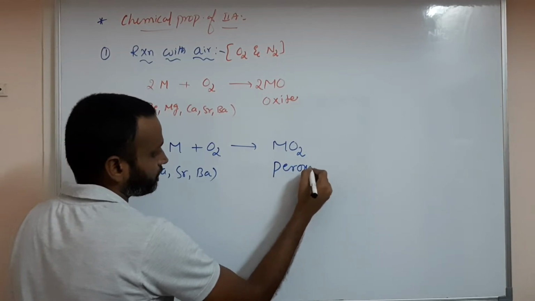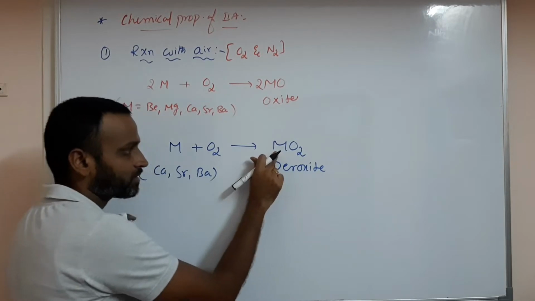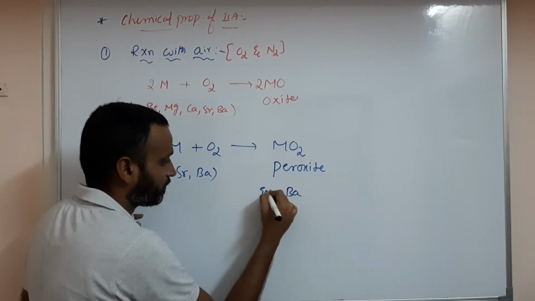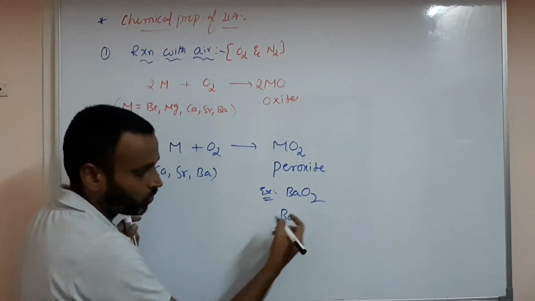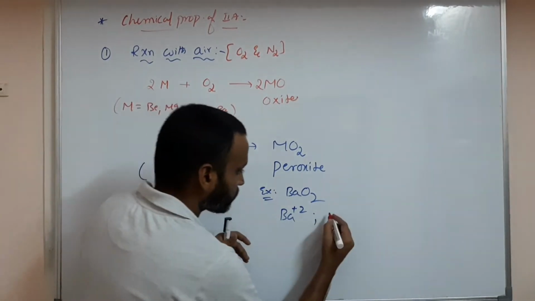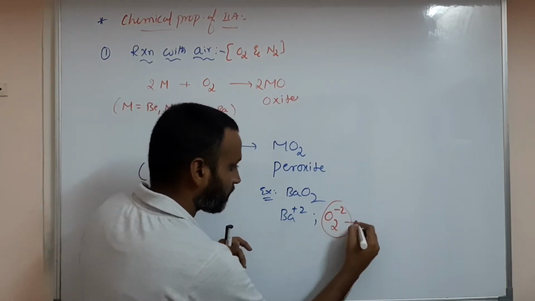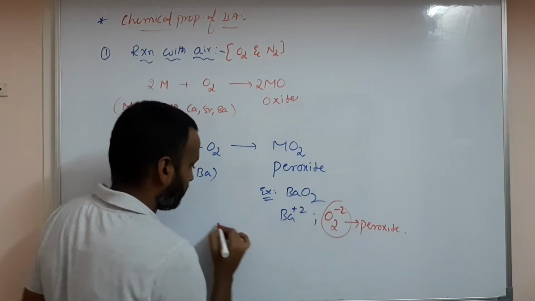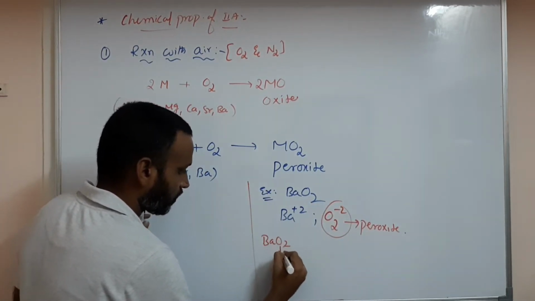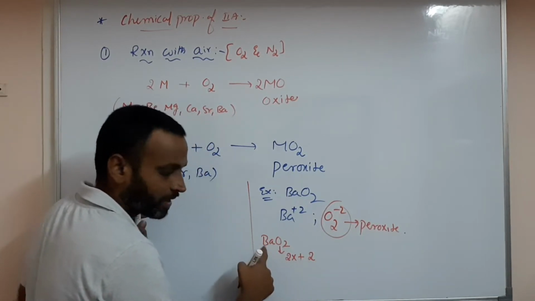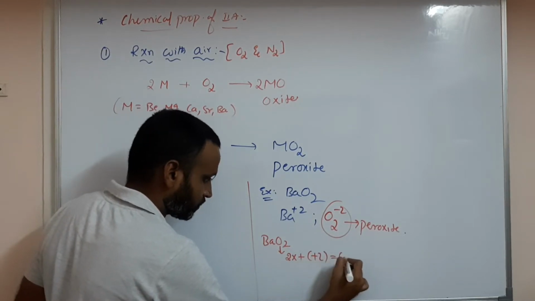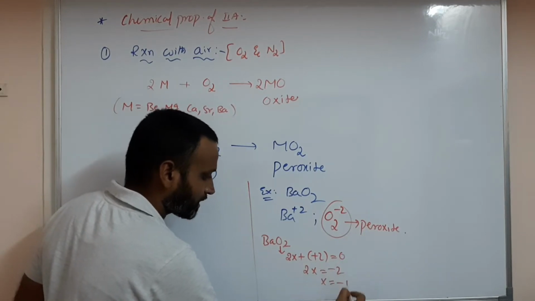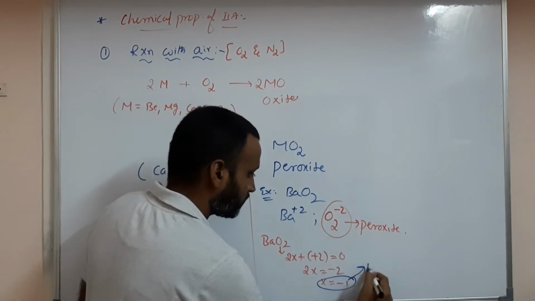What is this? Peroxide. So how do you decide it is a peroxide? Very simple. An alkaline earth metal is +2. Take an example like BaO2: barium is a 2A group element, its oxidation state is +2. That means oxygen has what charge here? O2 2-. So O2 2- means it is a peroxide or not? It is a peroxide. Got it? Otherwise you can learn it this way: BaO2, I want the oxygen oxidation state. 2x plus barium +2, so 2x plus 2 equals 0. That implies 2x equals -2, so x is -1. -1 means that is a peroxide.